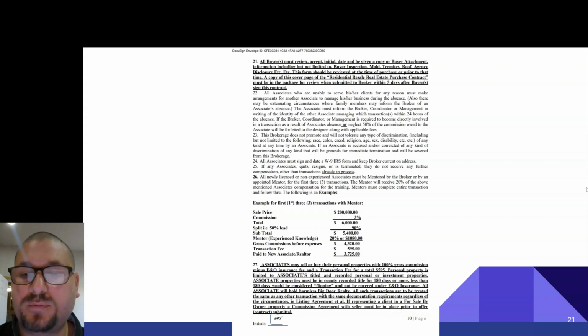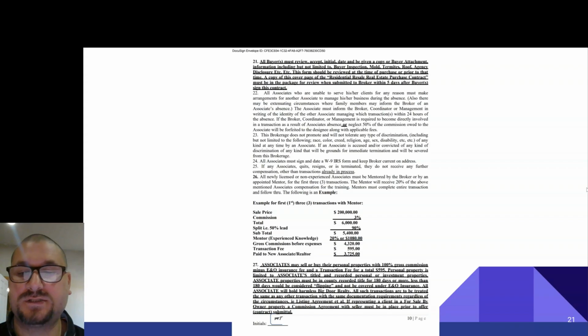So personal project property is limited to associates' titled and recorded personal or investment properties. Associate properties must be in a county recorded title for 180 days or more. Less than 180 days would be considered flipping and not be covered under E&O insurance. So if you own a property but it's less than 180 days, they consider that flipping and they won't cover it under E&O insurance. All associates will hold harmless Big Door Realty.